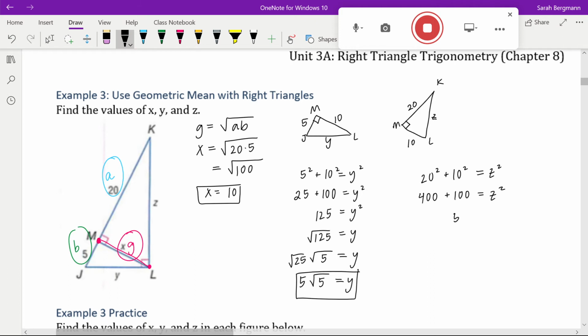For this equation, I'll square my 20 and my 10 first, combine like terms, square root both sides. I know that 100 is a perfect square that goes into 500. It goes in 5 times. The square root of 100 is 10, so I get Z equals 10 radical 5.